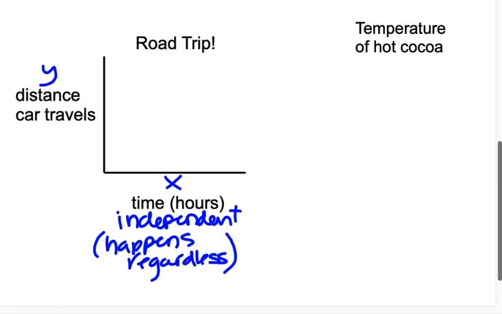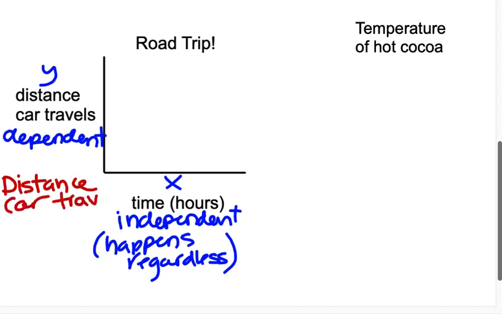The distance your car travels depends on how much time you've spent in your car, how much time has passed, okay? If your friend calls and says, oh, how far have you gone? Well, that answer depends on how long you've been driving in the car. So that's why the distance the car travels goes on the y-axis. It's considered your dependent variable. It might be worth writing down because the distance the car travels depends on time.